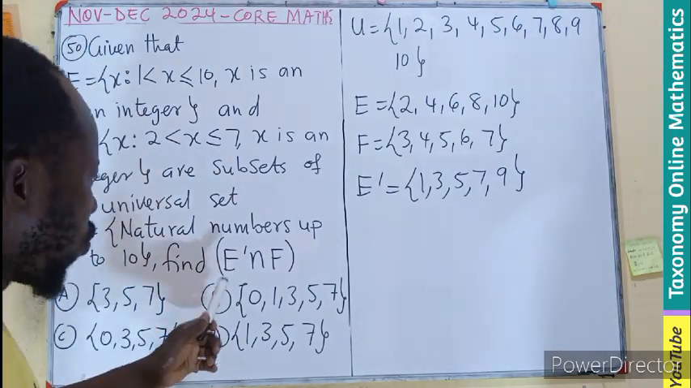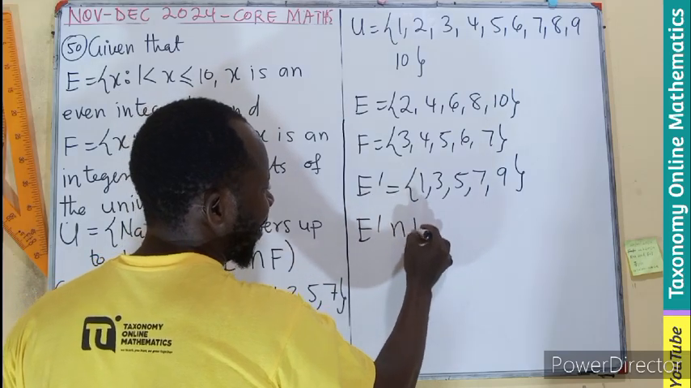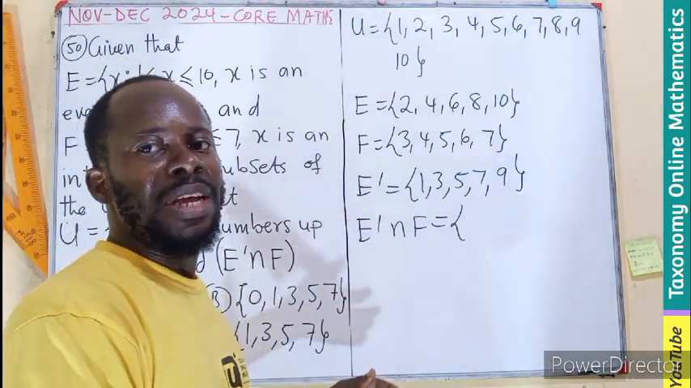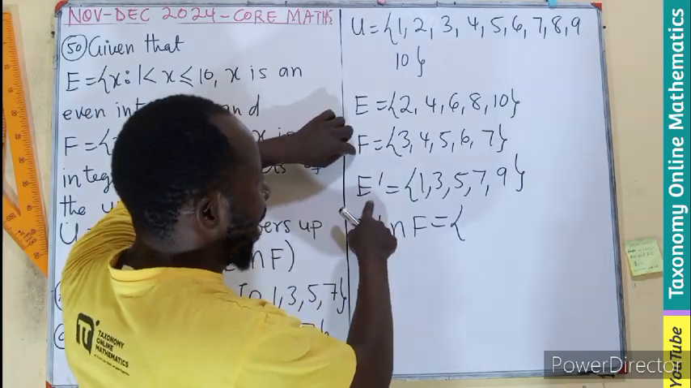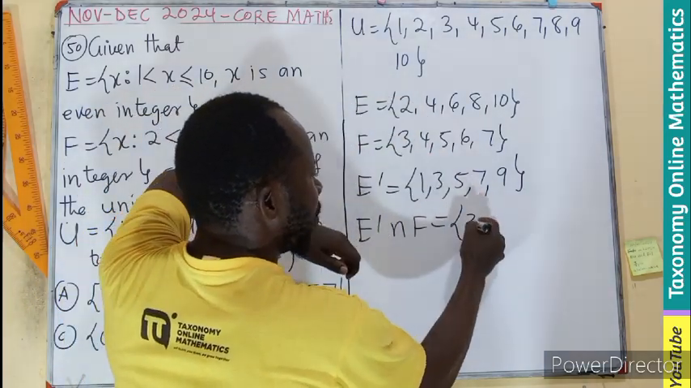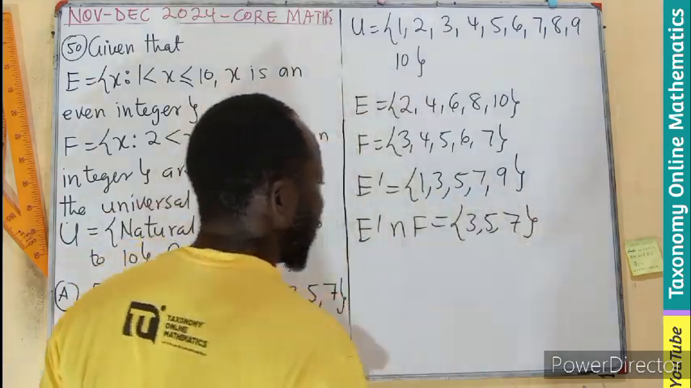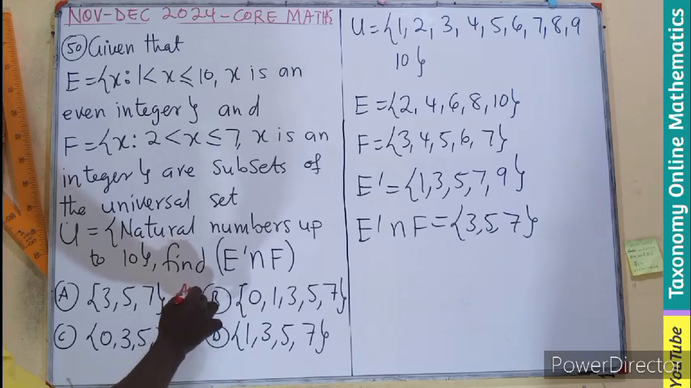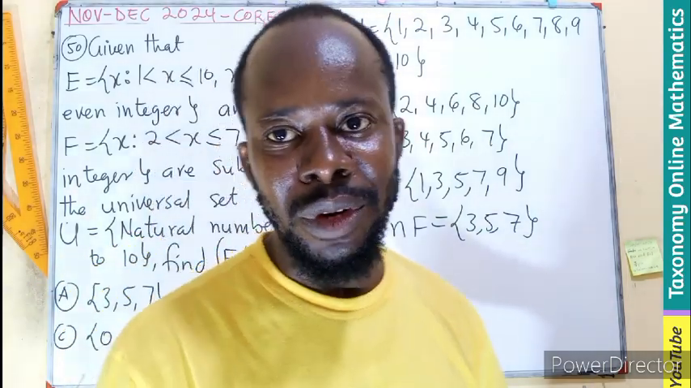So this is going to be the complement of the set E. This complement will be intersecting F. So E complement intersecting F means putting the two sets together: which elements belong to both E complement and F. So let's see. I have F and E right here. So 3 is the first common term, 5 and 7. So let's look through the options and see. 3, 5, 7. So this will be the option that best describes E complement intersecting F. I believe you follow this one also.